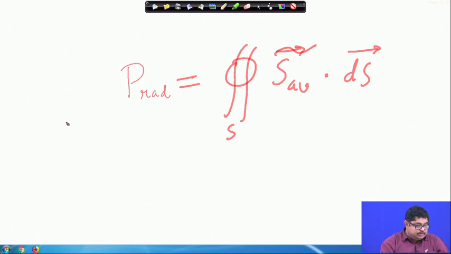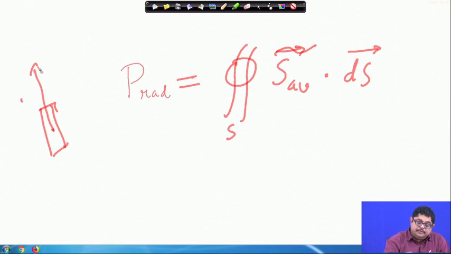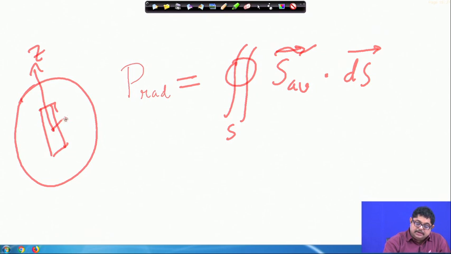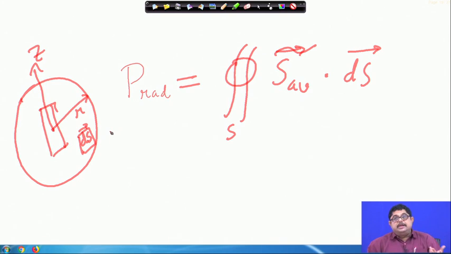So, I can see that this drawing is something like this. I have the current element here, and this is the z axis, and I have a radius r, and on this there is a ds vector. We know the value of the ds vector in spherical coordinates: it is radially directed and its value is r square sin theta d theta d phi. So, we can do this integration.